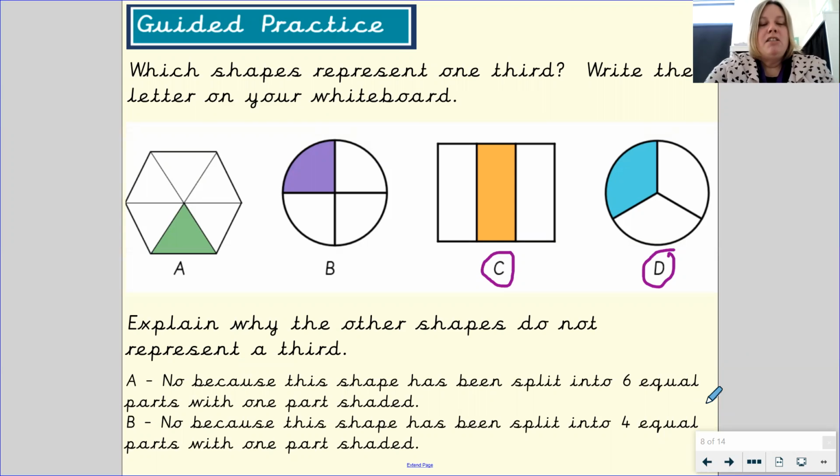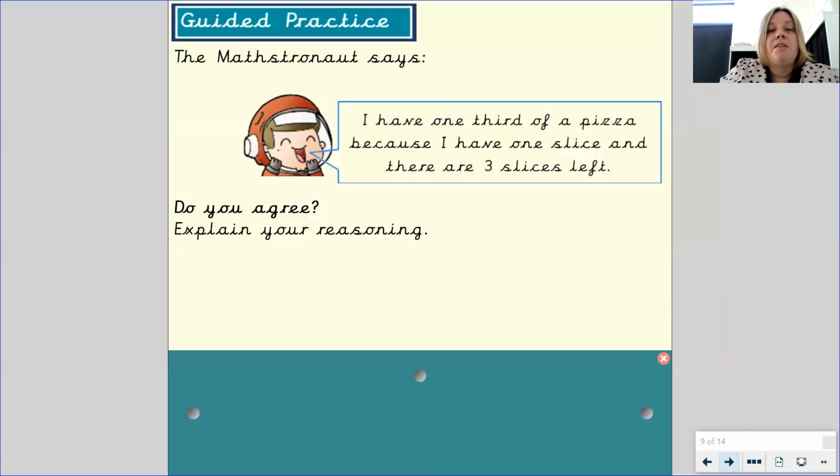A doesn't show us a third because this shape has been split into 6 equal parts with 1 part shaded. B doesn't show us a third because this shape has been split into 4 equal parts with 1 part shaded.